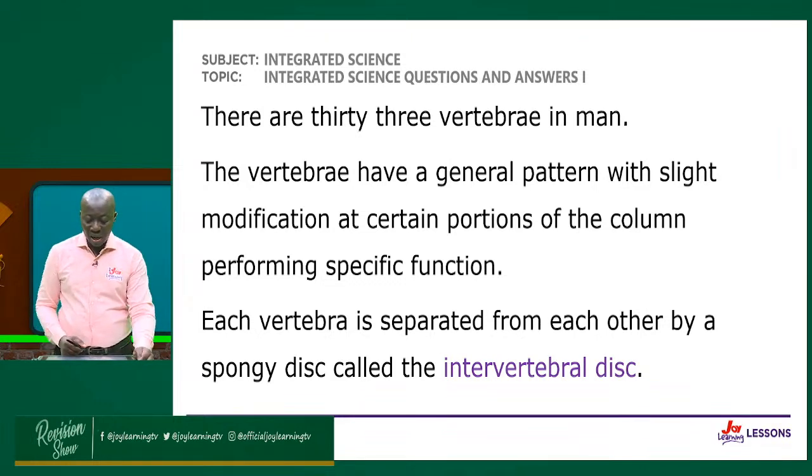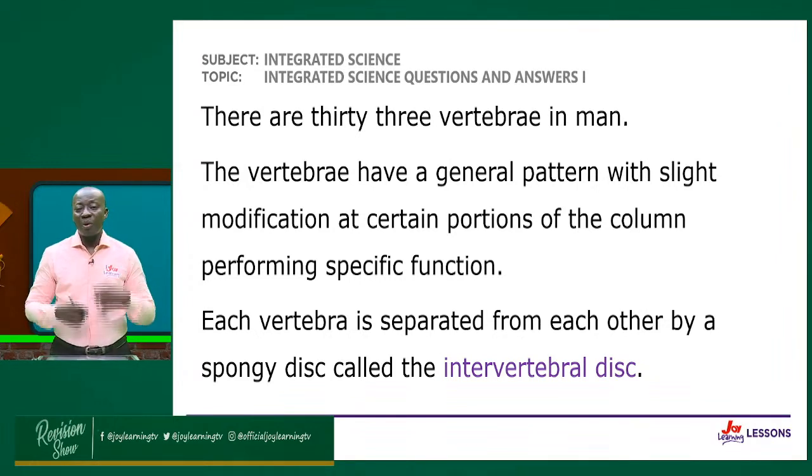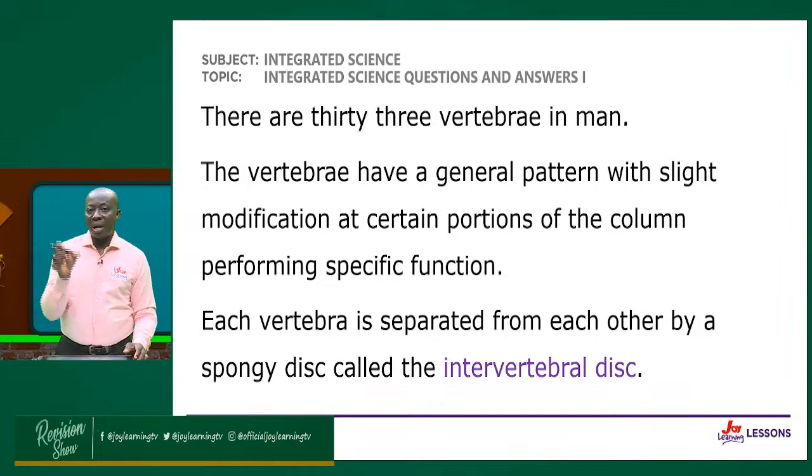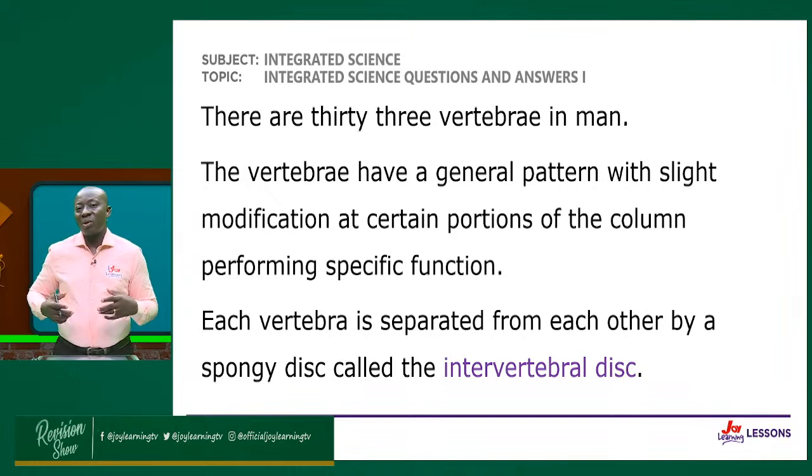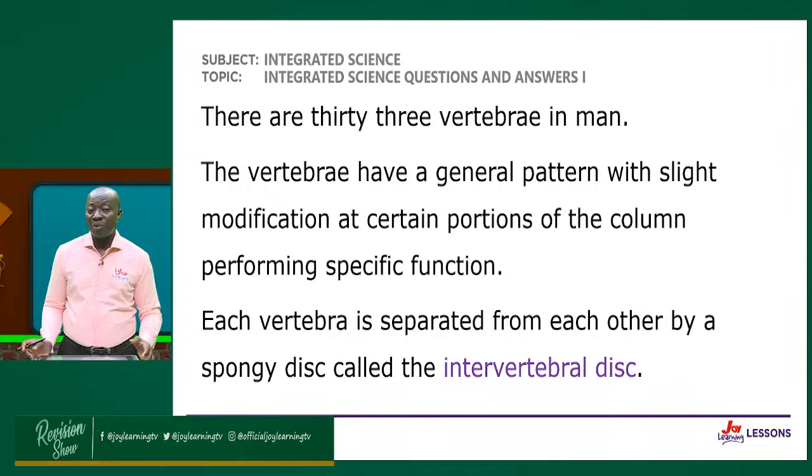The vertebrae have a general pattern with slight modifications at certain portions of the column, performing specific functions. If you assemble all the vertebrae, the bones of the vertebral column or the backbone, they look similar. There's a general trend, but as you move from one region to the other, you see modifications. So the bones of the chest zone are a bit different from those in the neck. They are also different from those around the abdomen or the pelvic region.